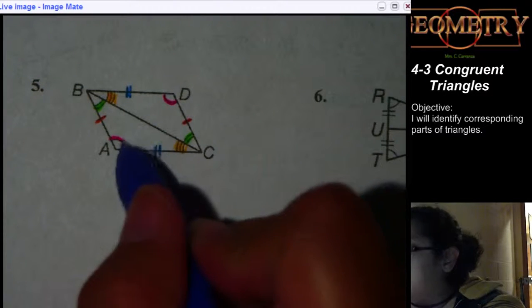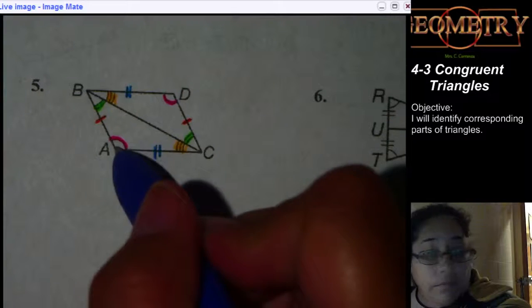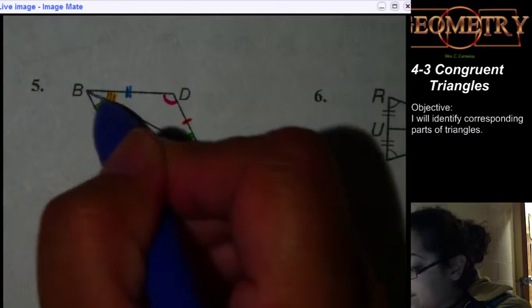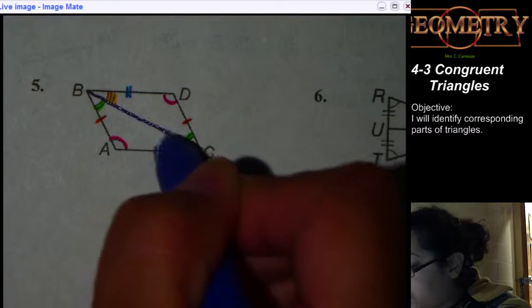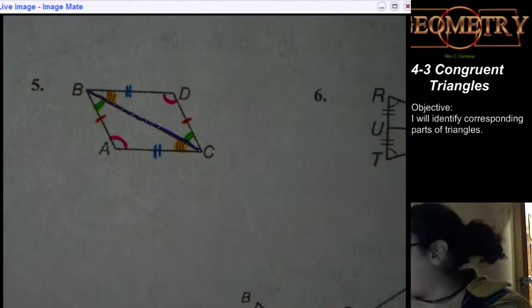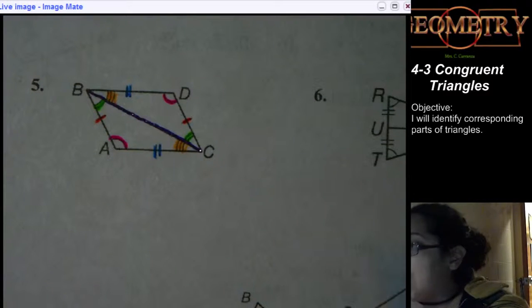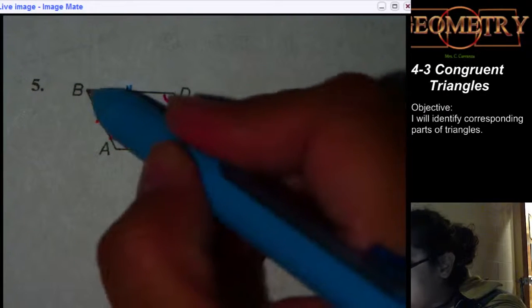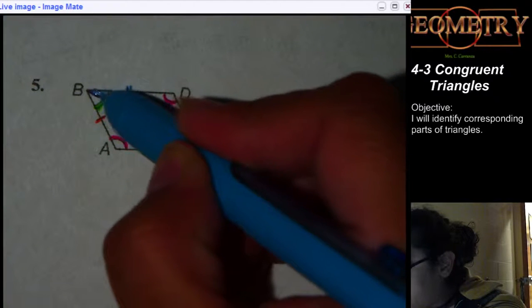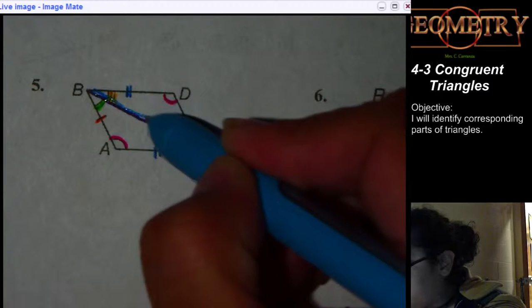All right, looking at this bottom triangle, I see that this side of that triangle doesn't have a congruence mark, yes? Correct. And now looking at the top triangle, I see that this side of that top triangle doesn't have a congruence mark on it, right?